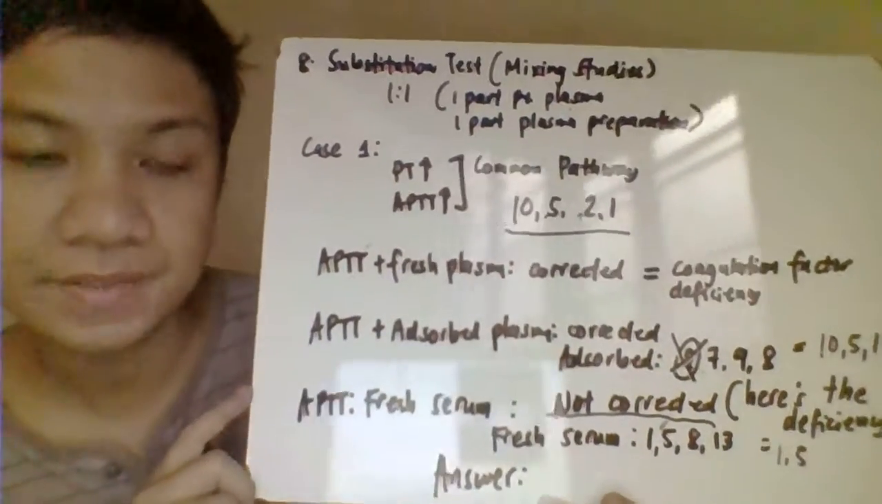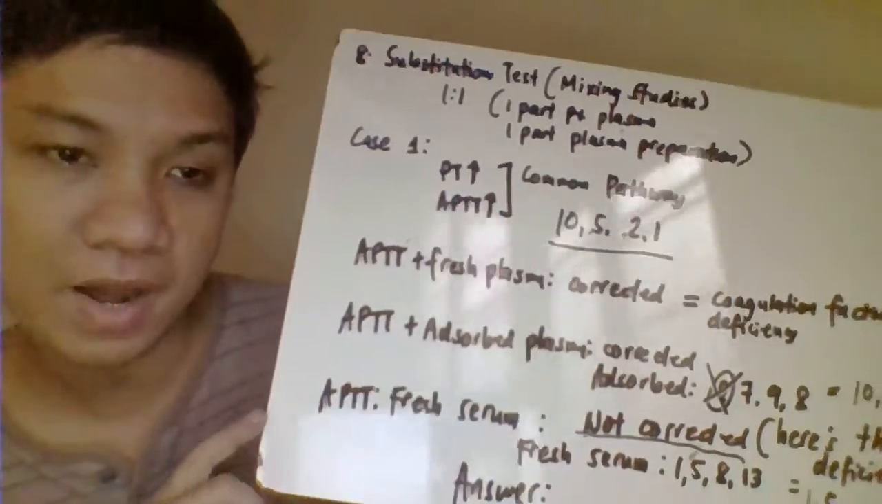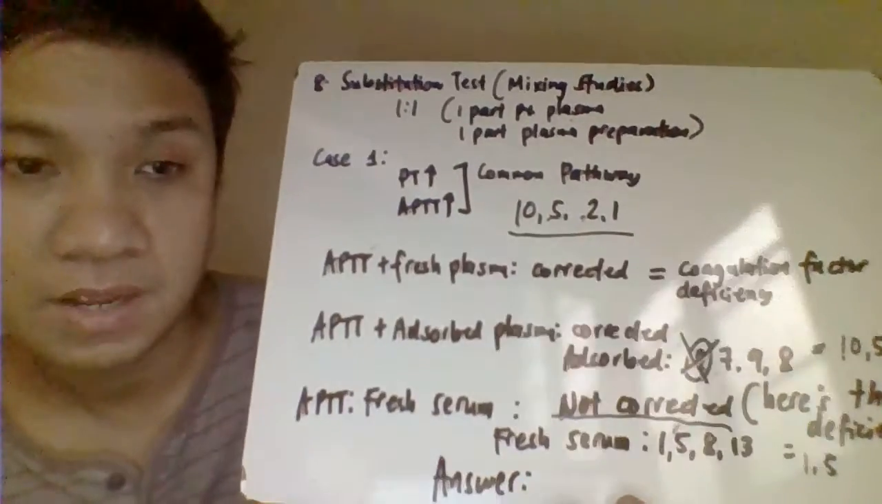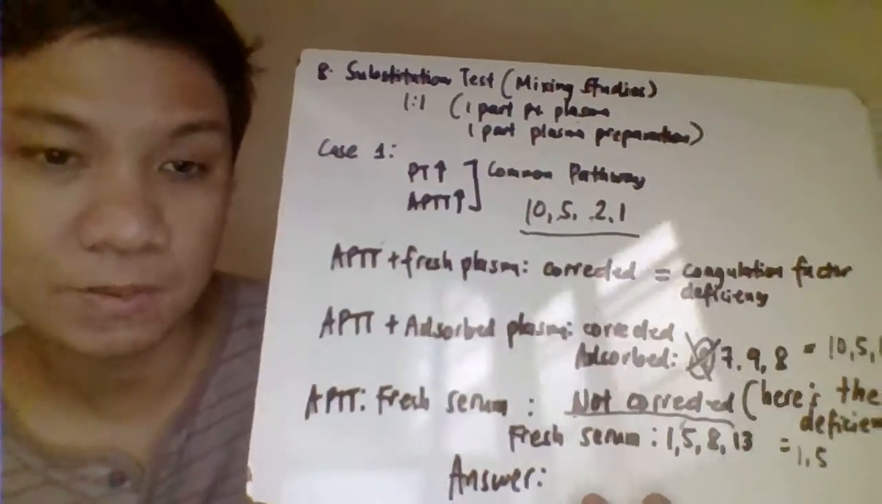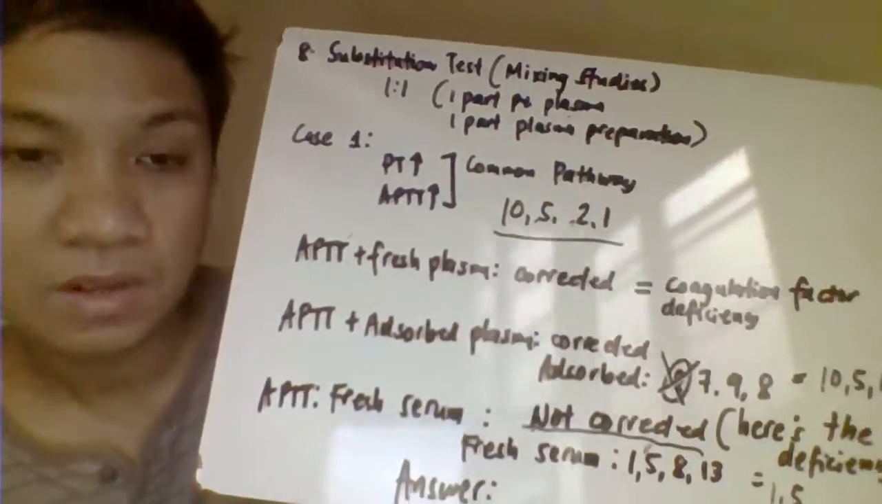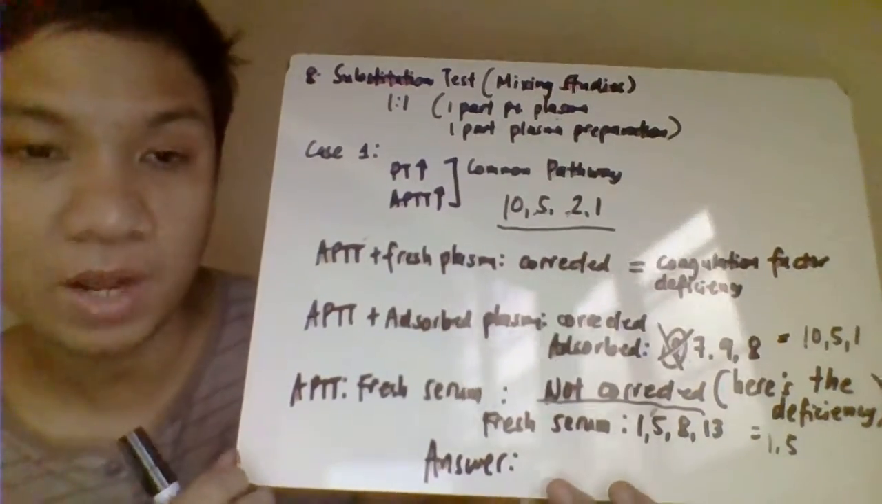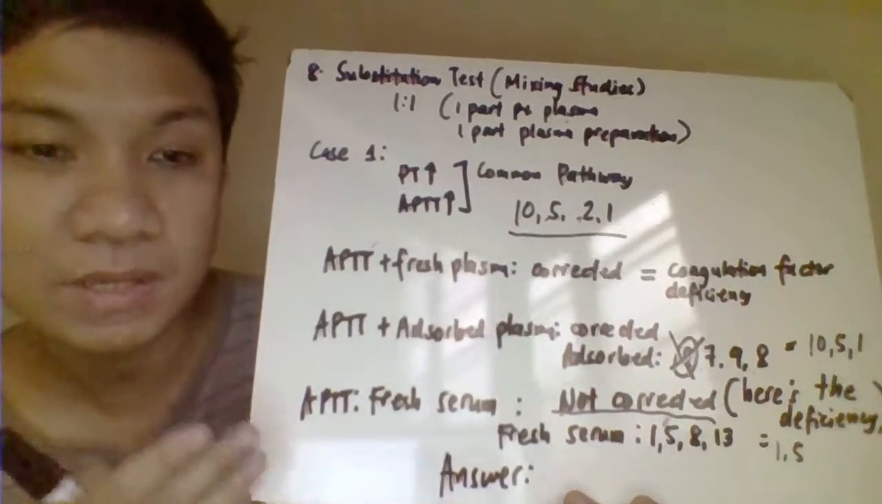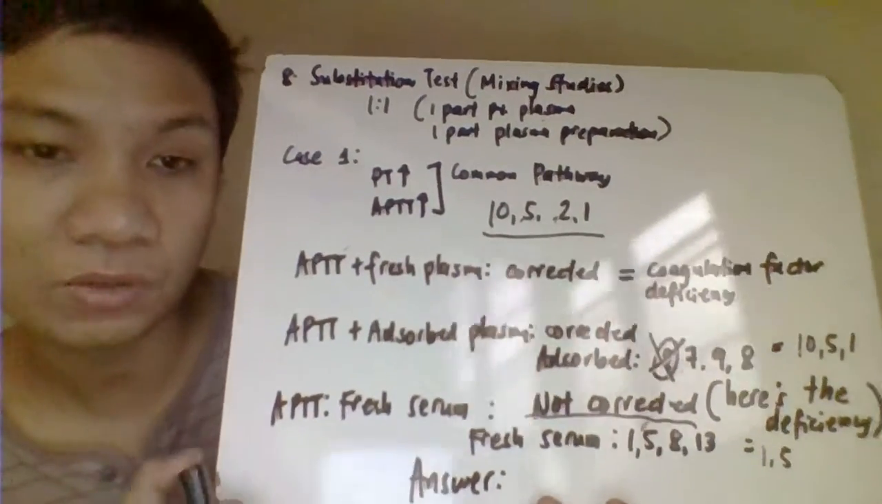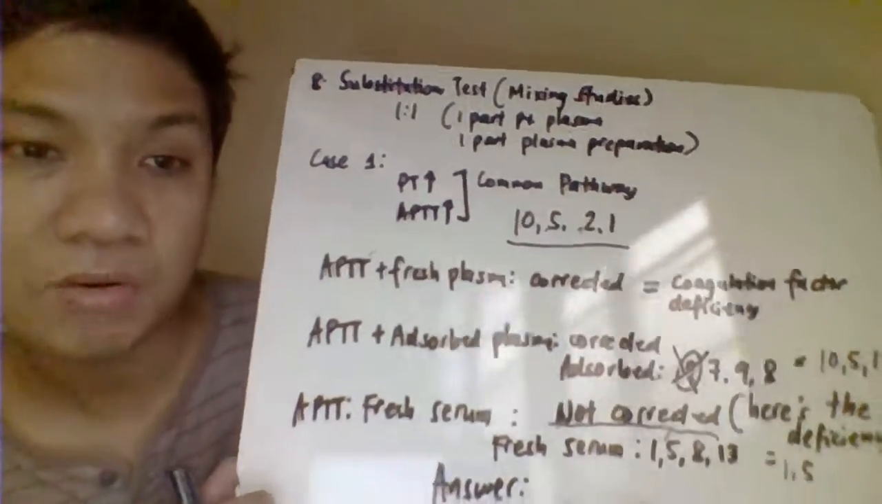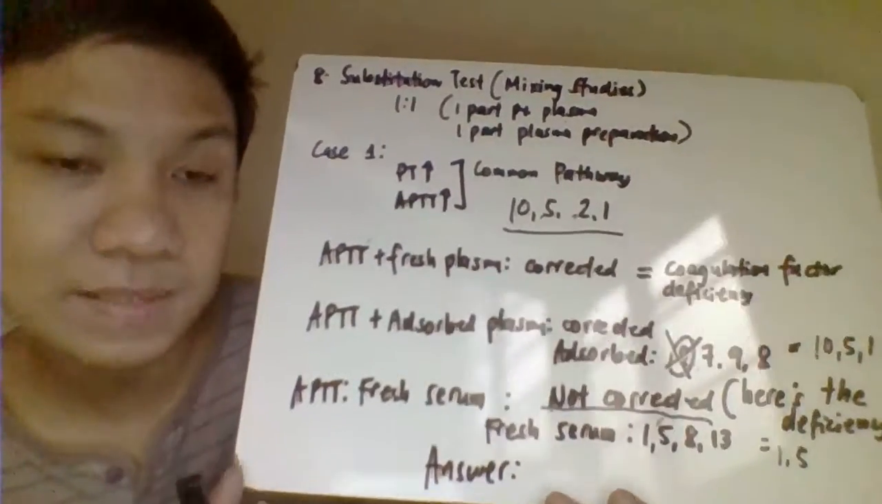Okay, another test for the evaluation of our coagulation factors problem, we have here your mixing study or your substitution test. So this test will help us to identify if the patient would have a problem with coagulation factors. This will help us to identify what specific coagulation factor is deficient or missing or decreased in a patient sample.